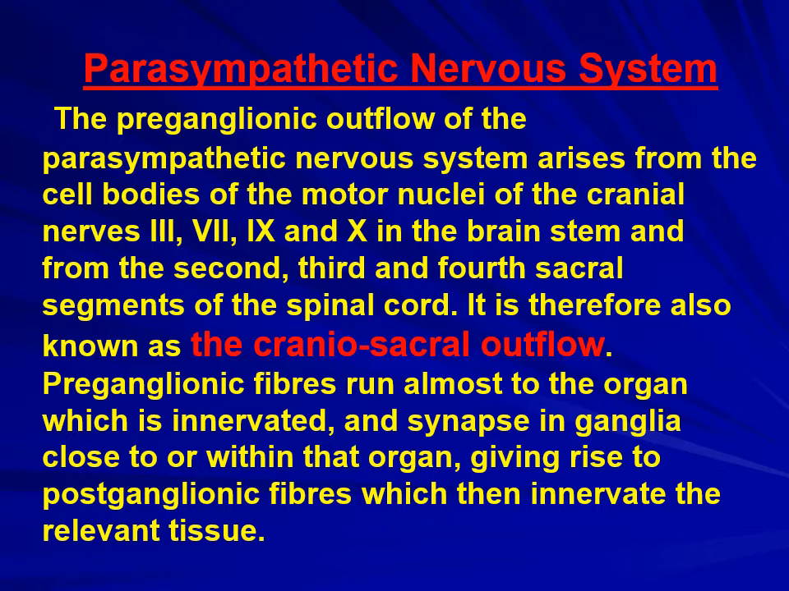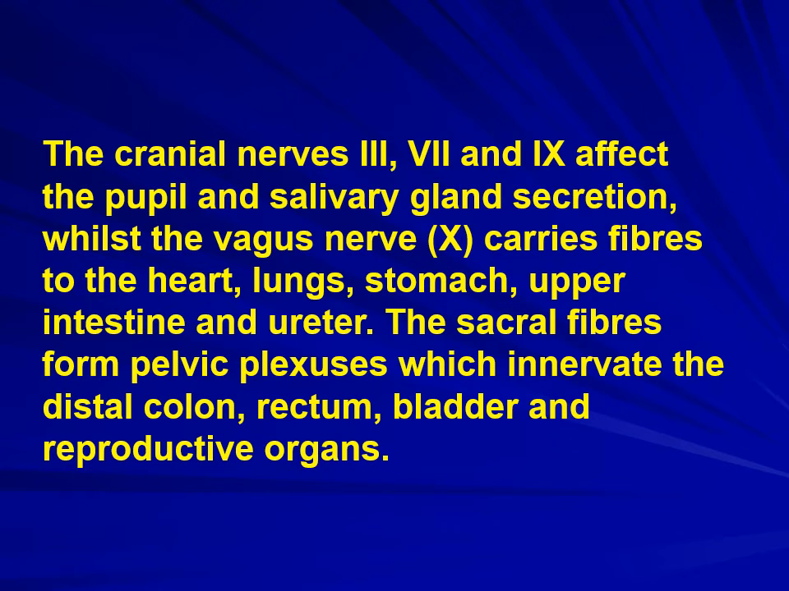So, the parasympathetic nervous system. The preganglionic outflow of the parasympathetic nervous system arises from the cell bodies of the motor nuclei of the cranial nerves 3, 7, 9, and 10 in the brainstem and from the sacral segments, and this is what is called craniosacral outflow. The preganglionic fibers run almost to the organ which is innervated and synapse in a ganglion which is very close or even within the wall of this organ, giving rise to very short postganglionic fibers innervating the organ.